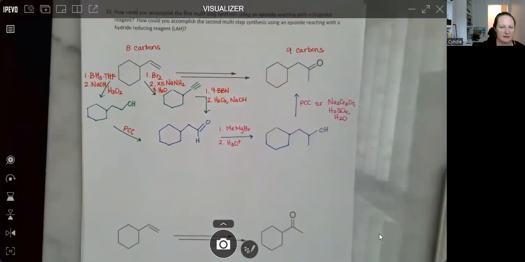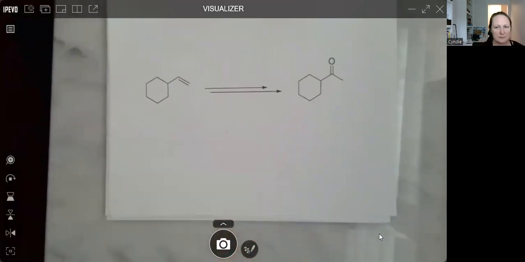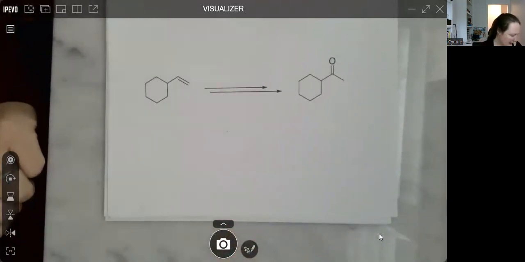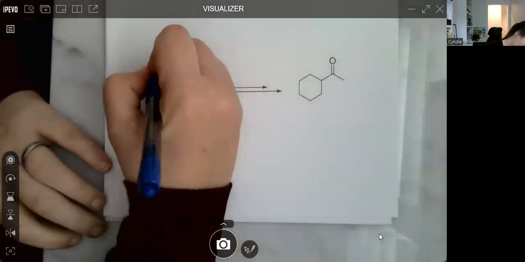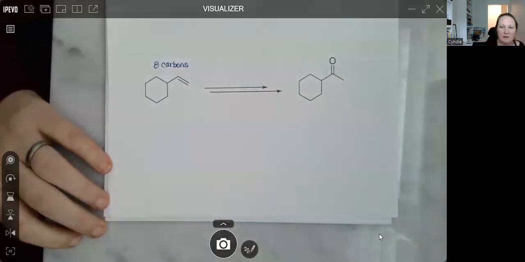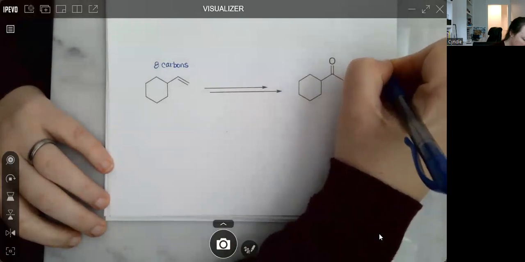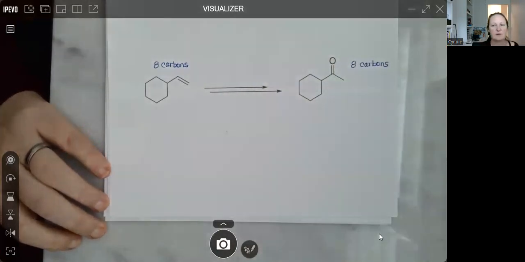Okay, so let's move on to the second case. And remember, it said we were going to use LAH here, so that was our clue. Okay, if we are thinking about this, again, we have 8 carbons. Remember, I always say count your carbons, right? Even if you still have 8 carbons, that gives you some information. Like, I don't need to form a new carbon-carbon bond here because I have the same number of carbons in the reactant and the product. So that's still useful information.